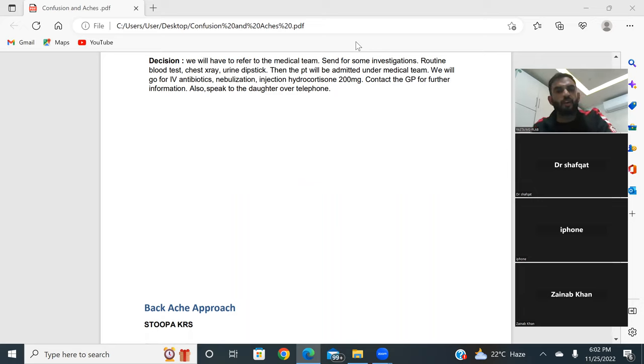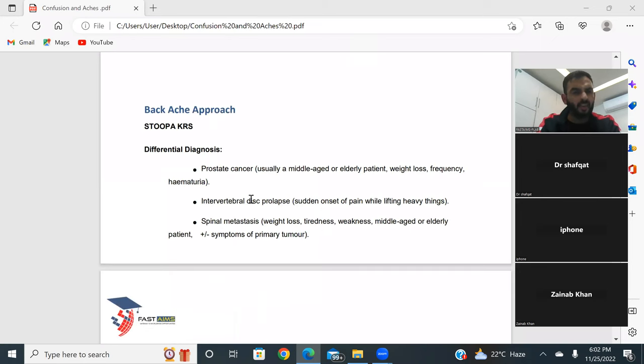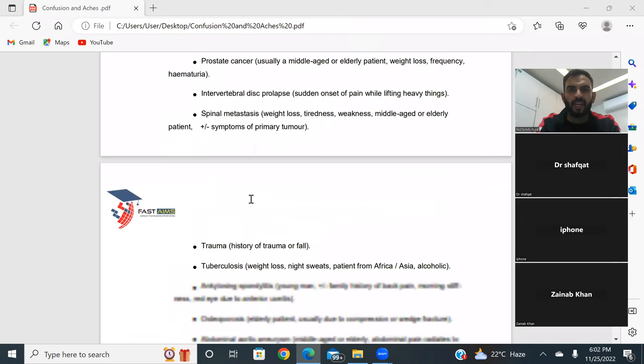Actually, we are going to cover this whole back region. Yes, mets, exactly. It could be due to any mets, multiple myeloma, or prostate cancer. So these are all scenarios we are going to discuss. And one more, pyelonephritis, because we are talking about the groin region and the backache, we are going to cover it together. Sufficient.